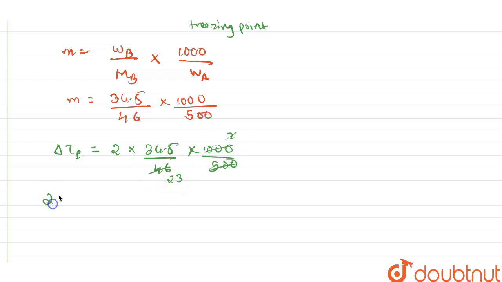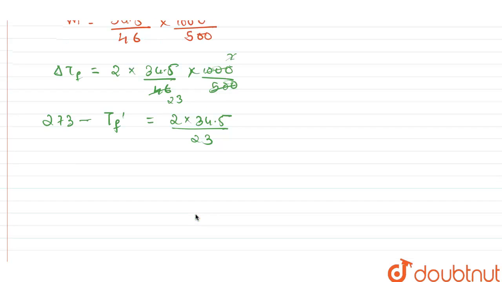We know that delta TF is equal to 273 minus TF final, that will be equal to 2 into 34.5 divided by 23. When you do the calculation, you are going to get the value for TF dash as equal to 273 minus 3. This will be equal to 270 Kelvin. Now we got the final temperature as 270 Kelvin.